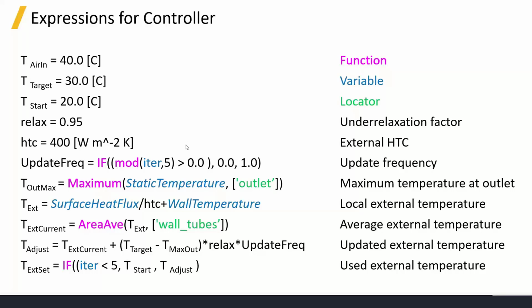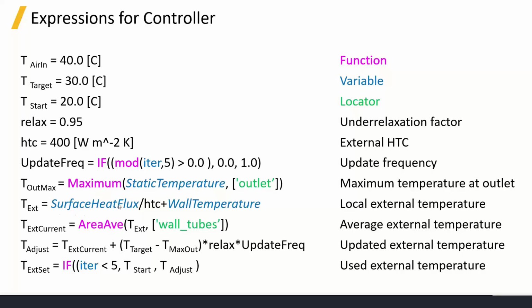Now, we want to do things every 5th iteration. So we can say here that if the modulus of iteration and 5, so that will pick out 5, 10, 15, 20, is greater than 0, switch it to 0. But if it's 0, make this 1. And the nice thing is we'll be able to plot that in a second. This is the maximum outlet temperature that we're shooting for. So the target we want is the maximum static temperature at the outlet.